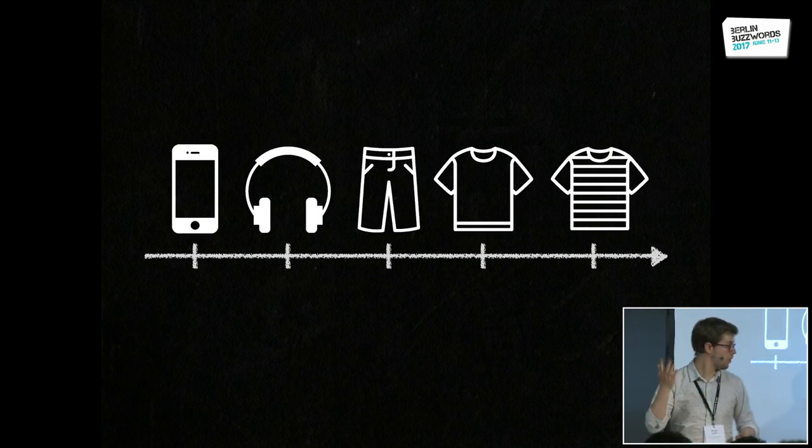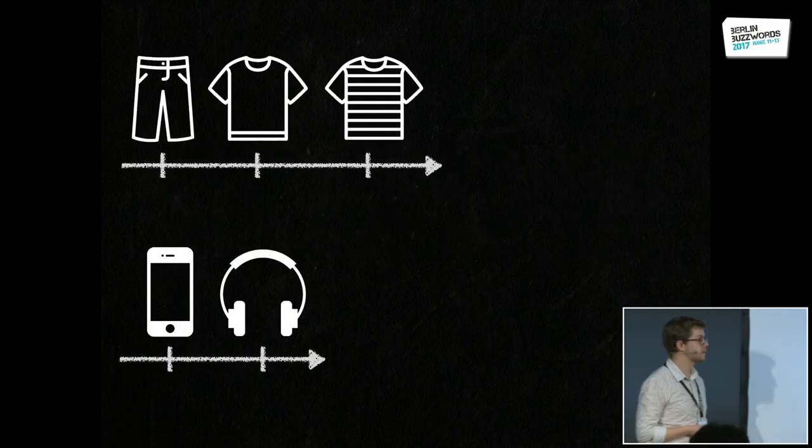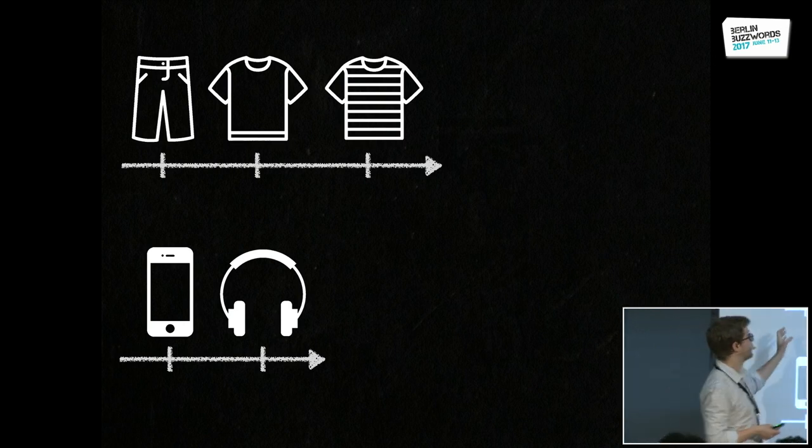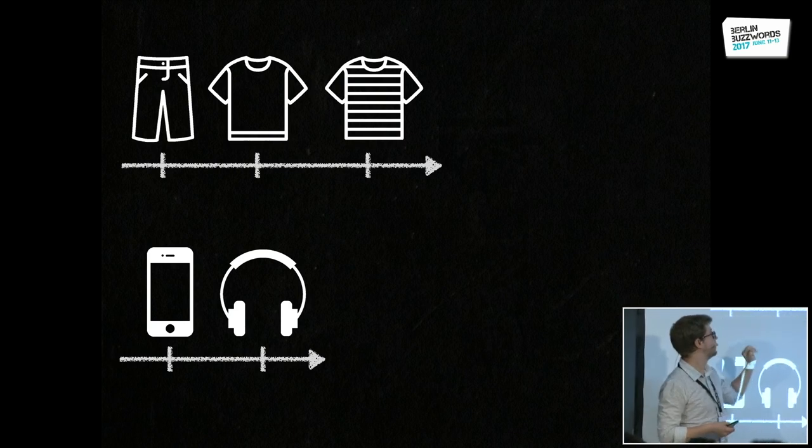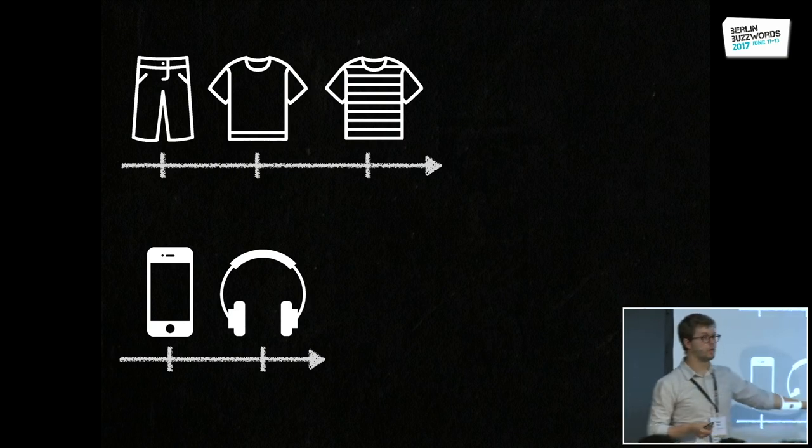So we said, what if we split the user sessions by the different clients? So now, for one given user, we have one timeline for the clothes and one timeline for the high tech.